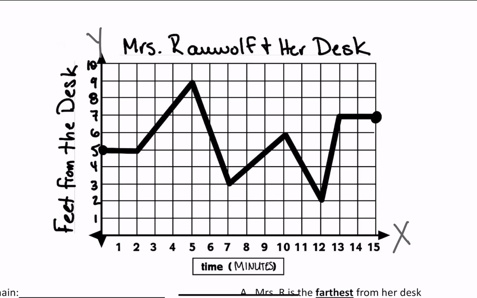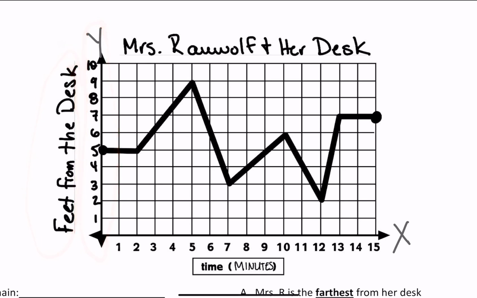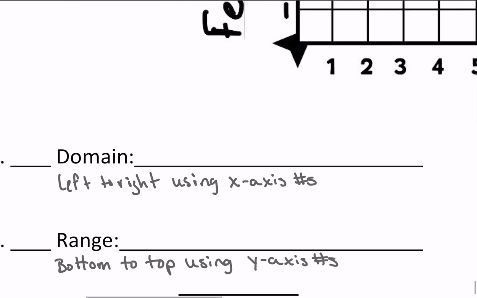All right, so here is our Module 3 review, right? So it's about Ms. Rawolf and her desk. Now the feet from the desk, this is our y-axis. The time in minutes, this is our x-axis, okay? So first we need to find the domain, and domain is found by going from left to right using the x-axis. And remember, this is a video, so you can pause.